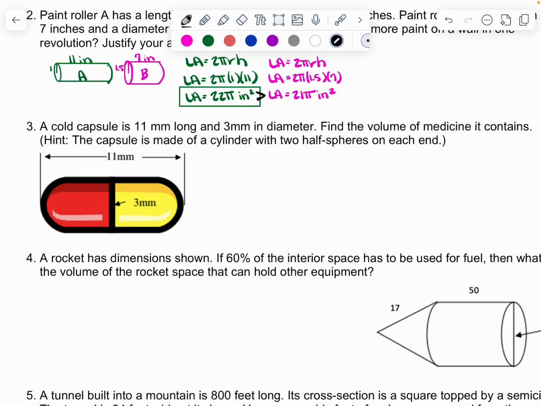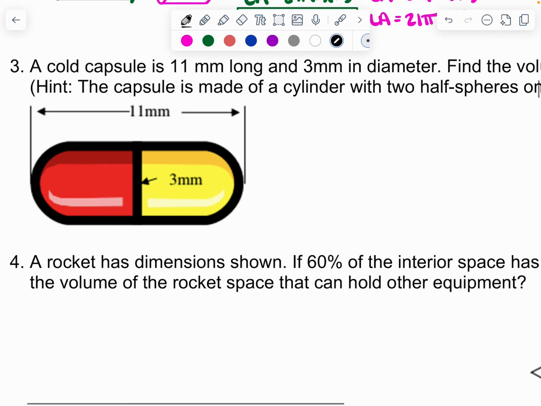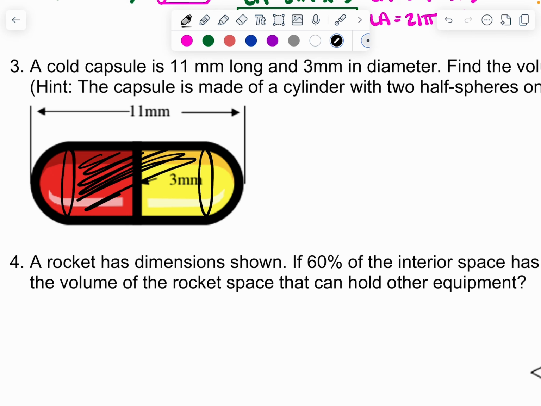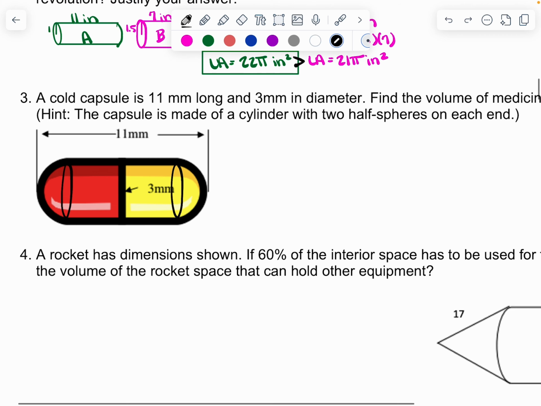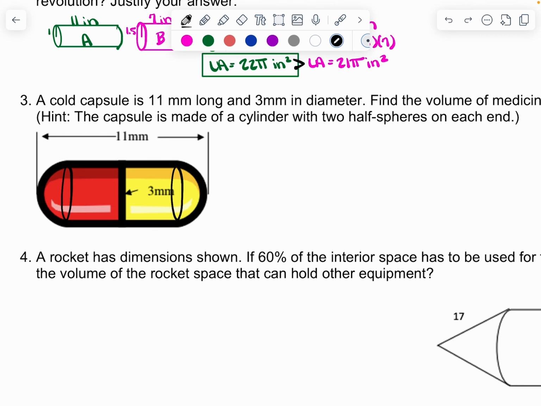Okay, number 3 is kind of confusing at first because you're talking about a cold capsule, like a pill that you would swallow. And it tells you that it's 11 millimeters long and 3 millimeters in diameter. They want you to find the volume of the medicine that it can contain. And then it tells you that this is a cylinder with 2 half spheres. So I'm just going to draw that in to make more sense of the picture. I'm going to put little ovals right here. So you can very much see that this is your cylinder in the middle. And then we have those 2 half spheres on each end.